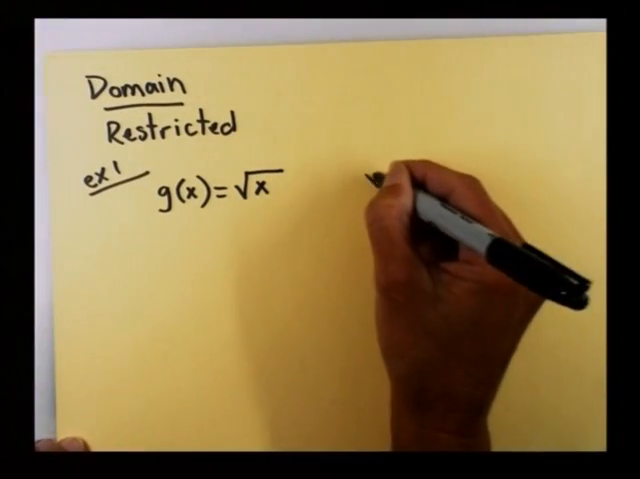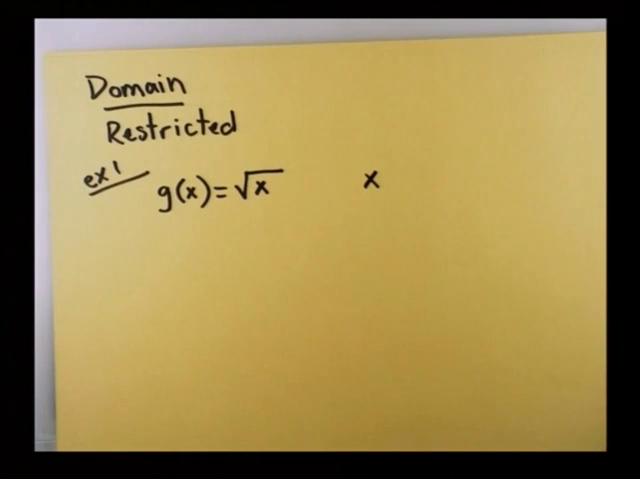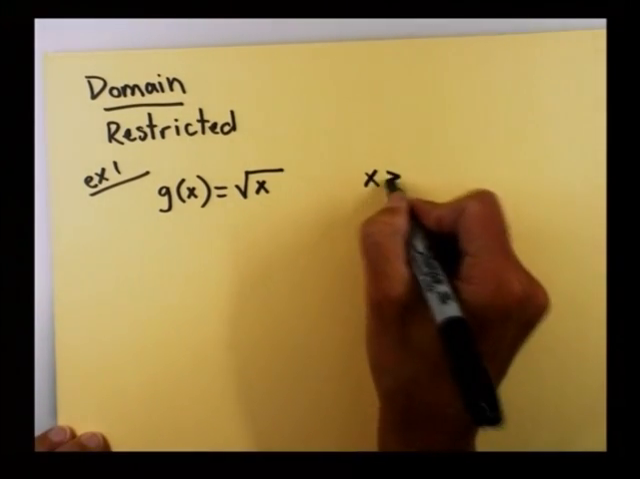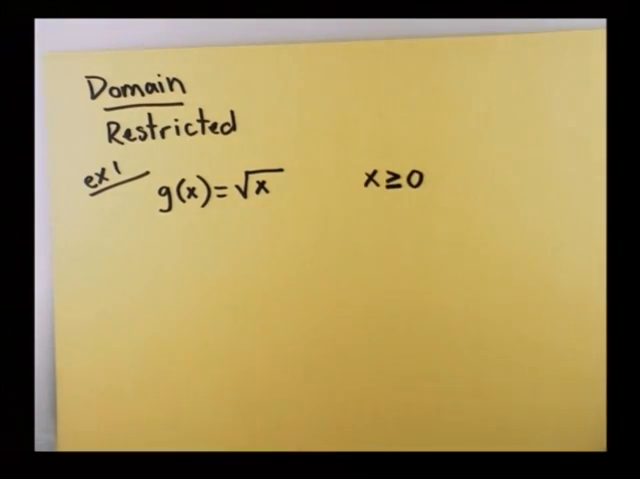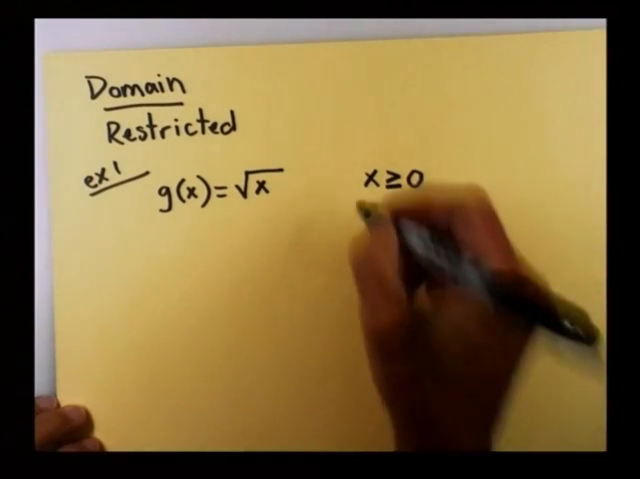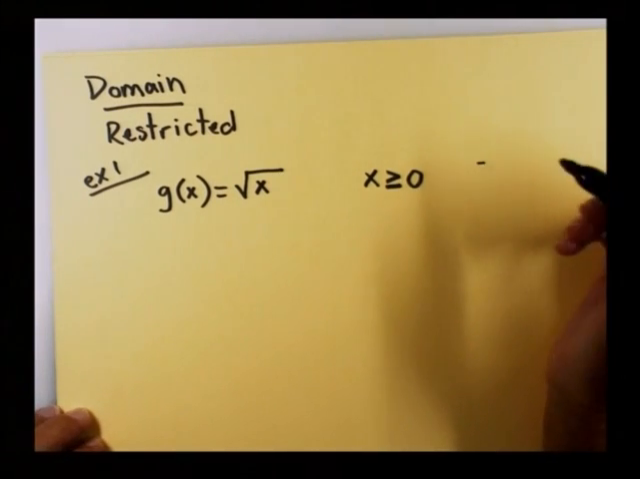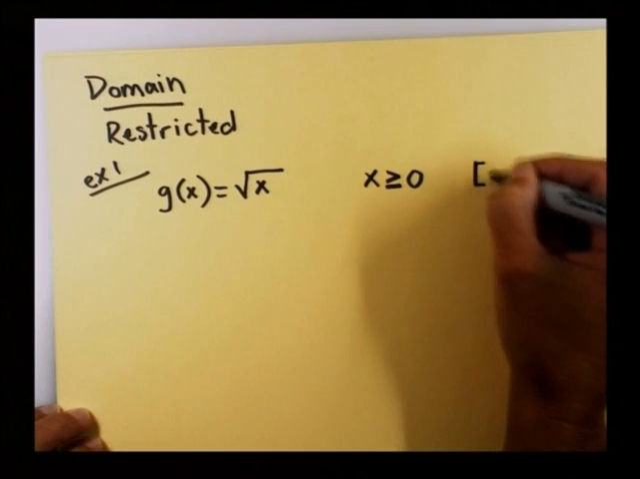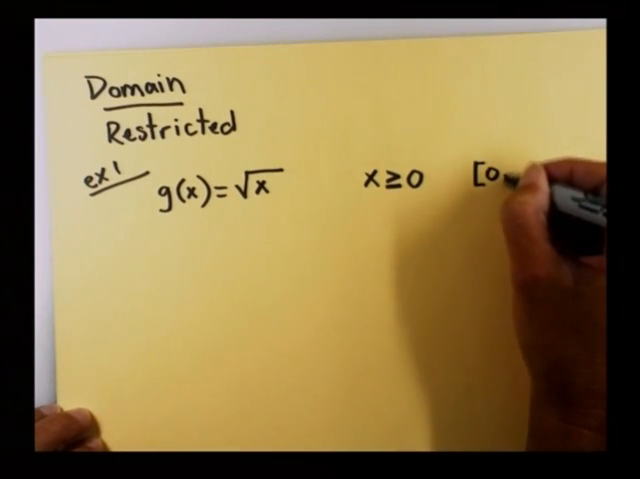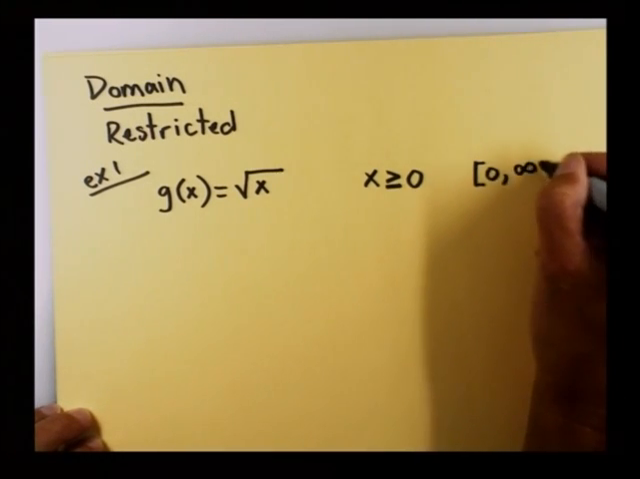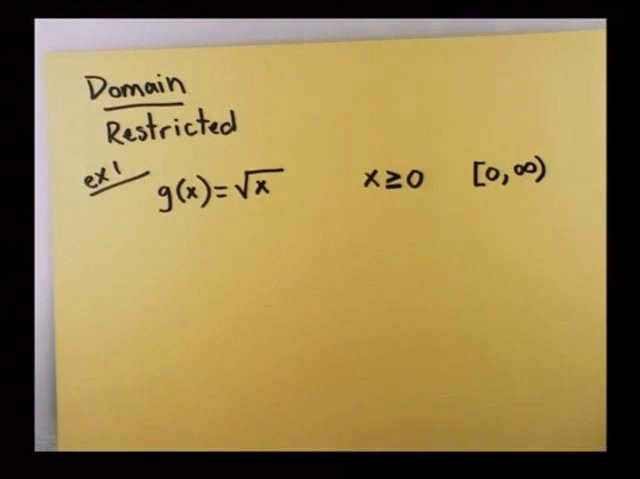So in order to show that this domain is restricted, I need to let people know that my domain is going to be positive numbers. That means x has to be greater than or equal to 0. In interval notation, we're going to show that that means that my domain is going to go from 0 to infinity and deal with just positive numbers.